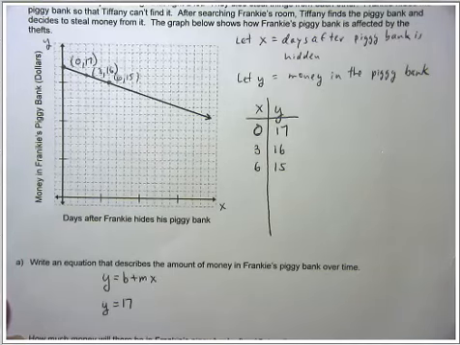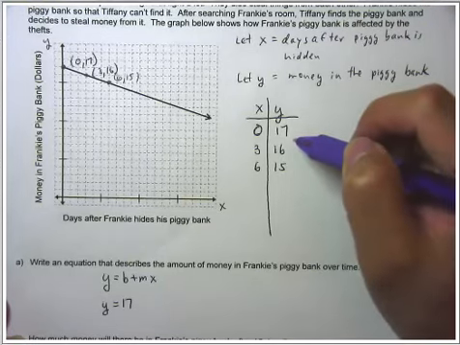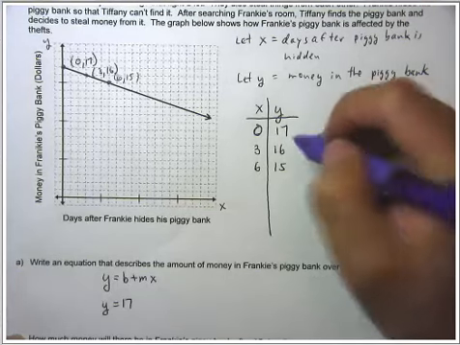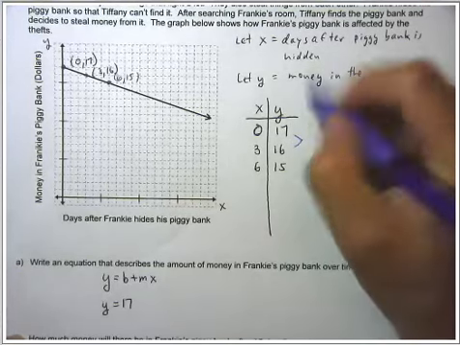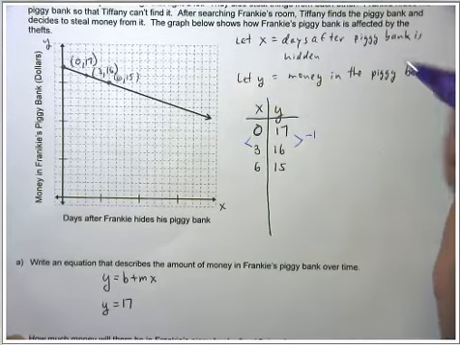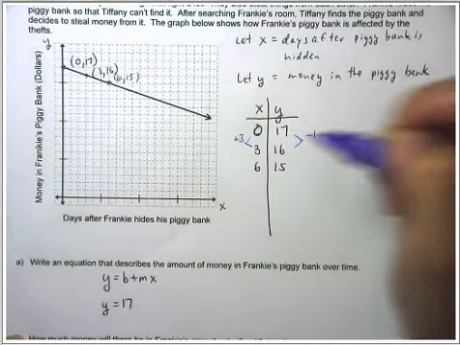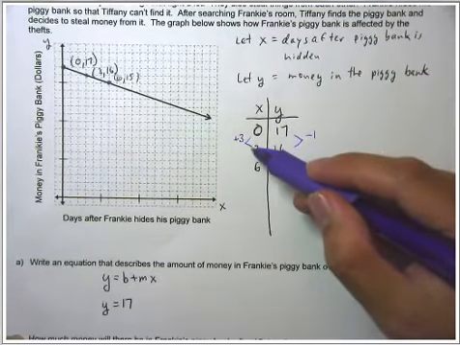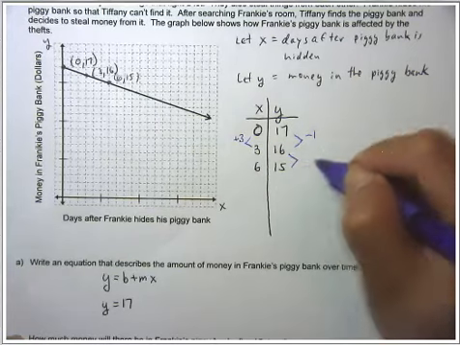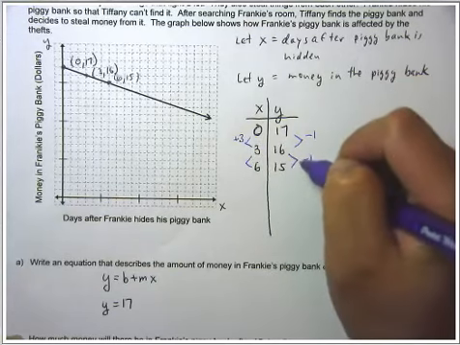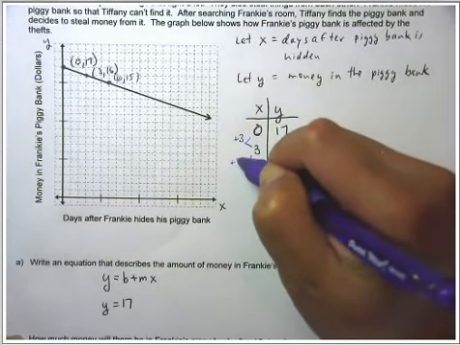All right, well, let's think about what the rate would be. If we look at our t-chart, how much is the money changing as the days change? Well, I can see that the money is going down by 1 as the number of days increases by 3. It's going down 1 as the days go up by 3. Same thing for this one. The money's going down 1 as the number of days goes up by 3.